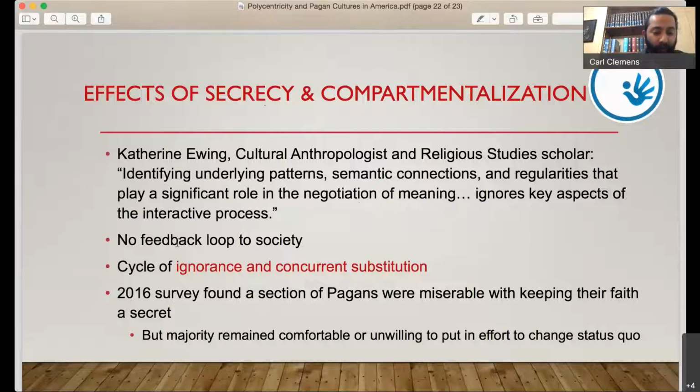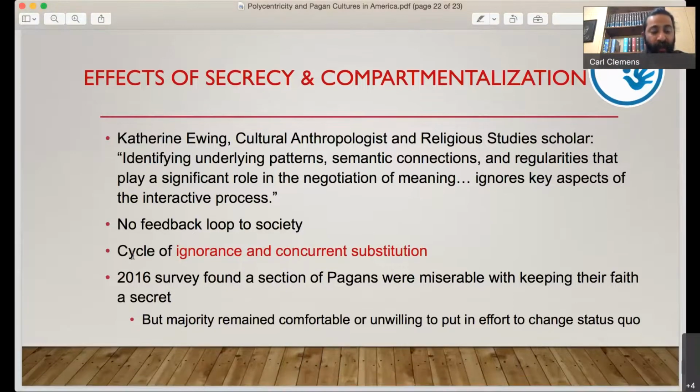There's no feedback loop. So if someone says something negative about paganism out of ignorance or mischief, there's no pagan to stand up and say, hey, that's not true. Here's what we believe. And so it leads to a cycle of ignorance and concurrent substitution. That means the public in general remains ignorant about paganism, and you have bad actors or irresponsible media people who substitute that ignorance with false notions and myths about what paganism really is.